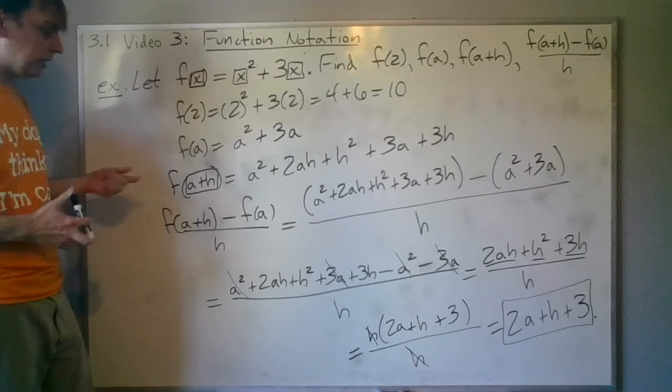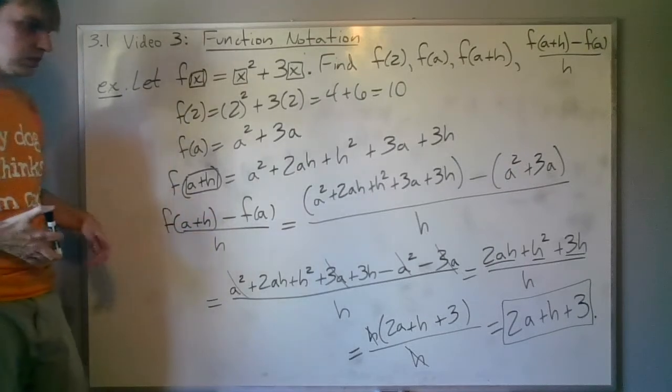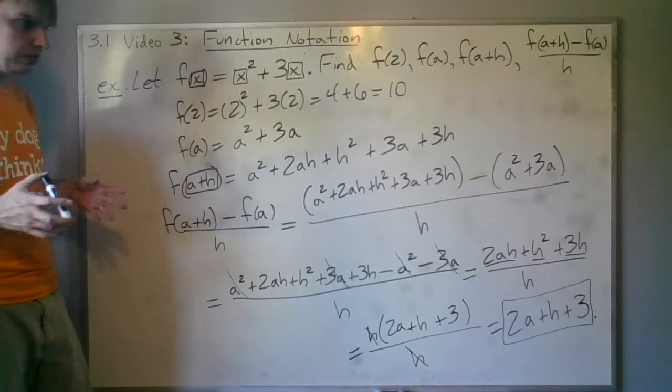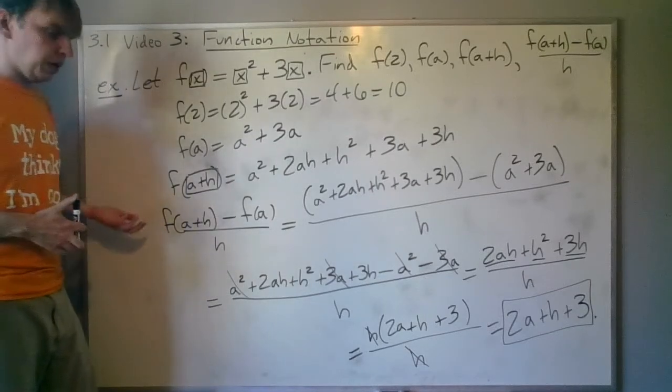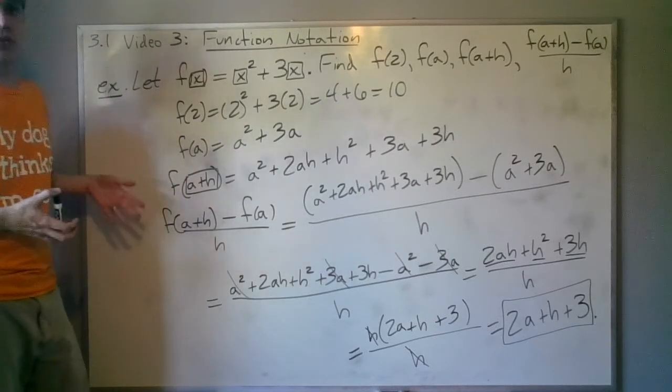Okay, so again, this was something called a difference quotient that's somehow related to derivatives. That's not super important to us, but it is an example of something we're going to end up doing with function notation.